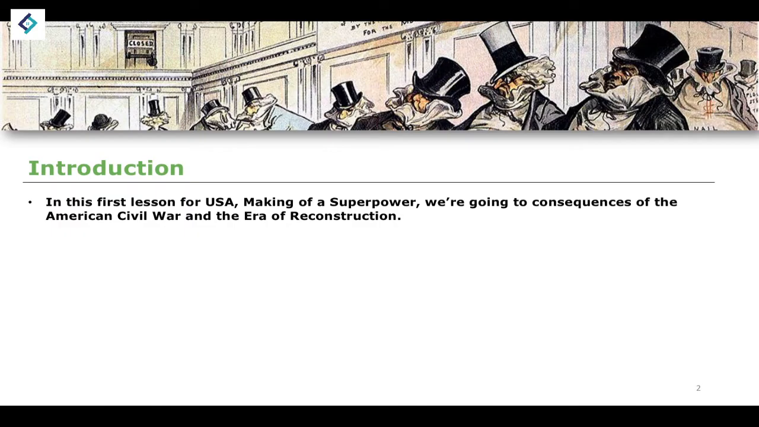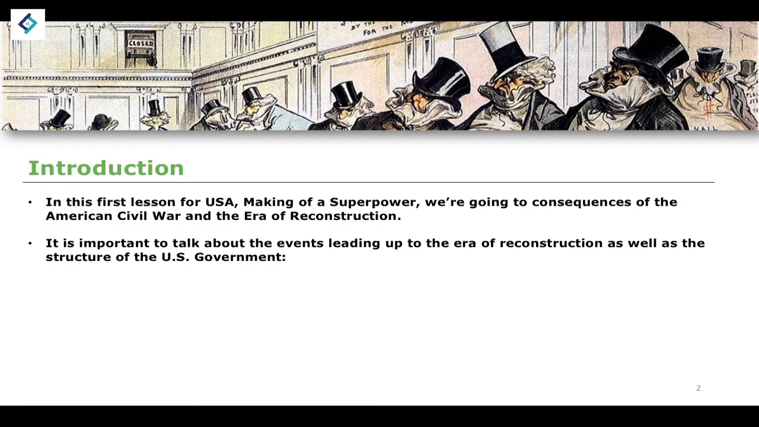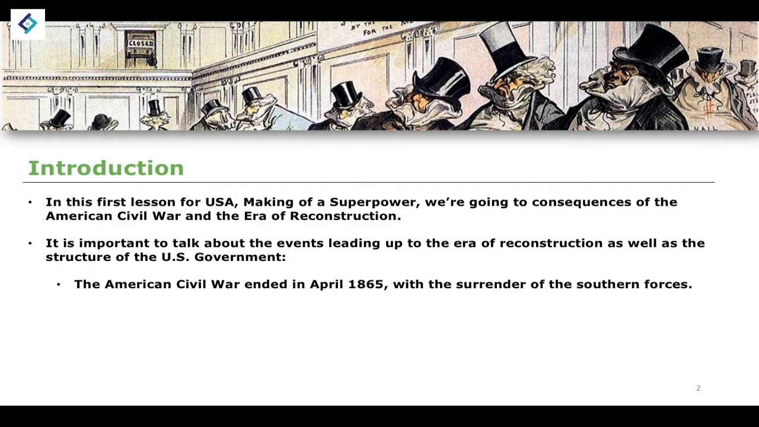This lesson we're going to look at the consequences of the American Civil War as well as the era of Reconstruction, which takes place immediately after the American Civil War. It's important to talk about the events leading up to the era of Reconstruction as well as to examine the structure of the US government. Of course, these are things that are very important to have at least a superficial understanding of at the beginning of this series, because otherwise it informs some of the important elements that you need to understand when we think about how the history develops over time.